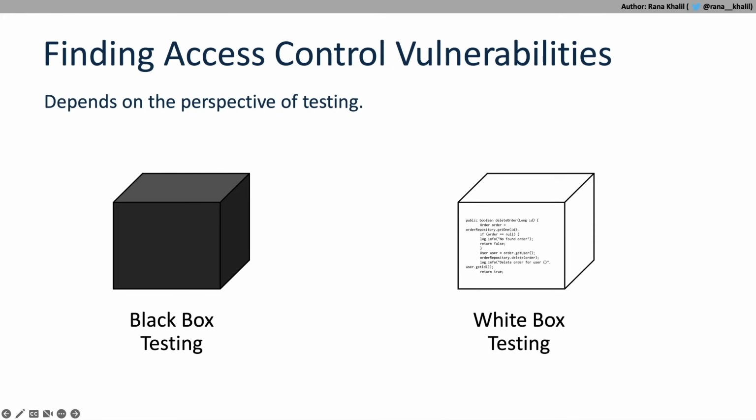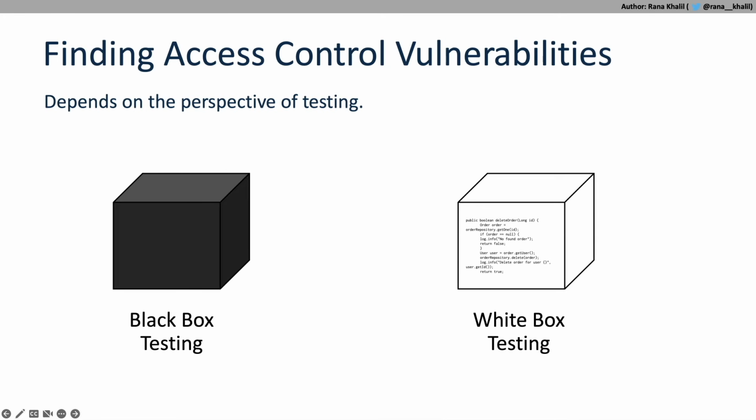Now, there's a third category that I haven't included on the slide. It's called gray box web application pen testing. This is a combination of both white box and black box pen testing, where the tester is given limited information and access to the system. So for example, instead of just giving the tester a URL to the application, the tester is also given accounts to the application.